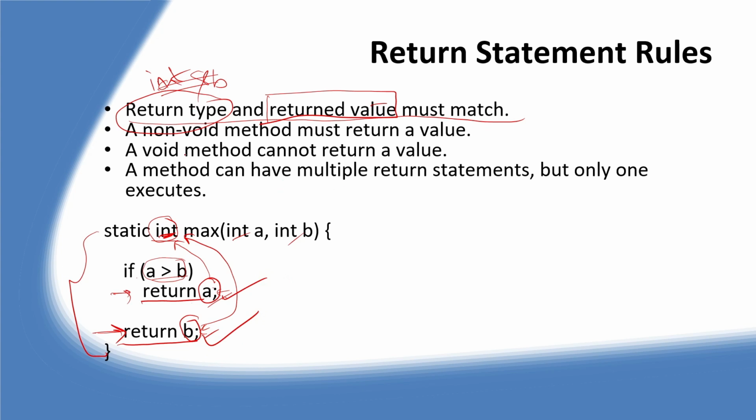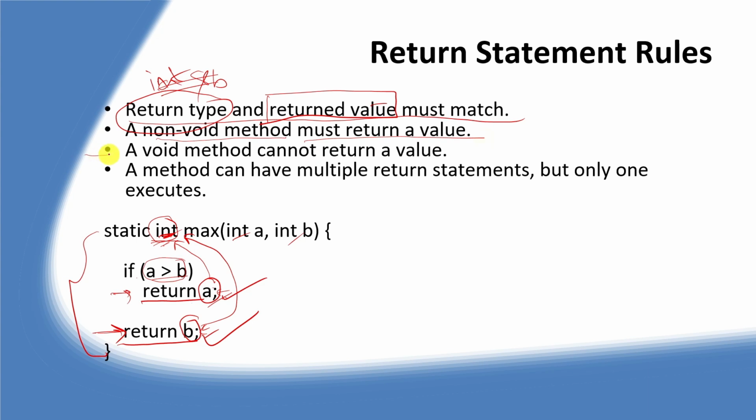Okay. Then what is the second point? A non-void method must return a value. Non-void means what? Integer, float, double, character, boolean, array, object, collection. So these are all non-void. Non-void means some value it should return. So somewhere in the method we should have one return statement. So that's what it is written. A non-void method must return a value.